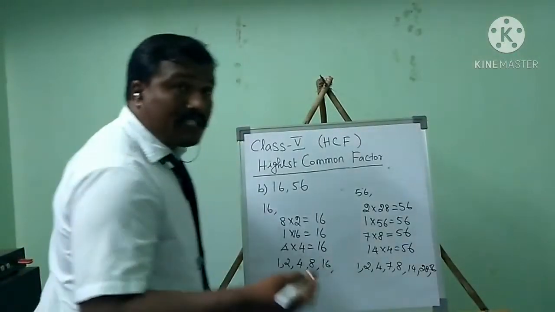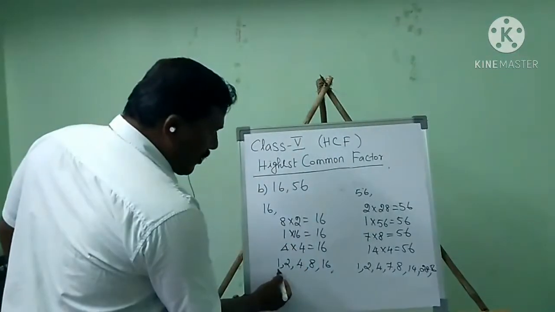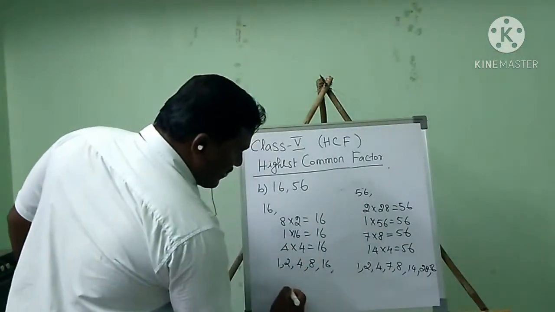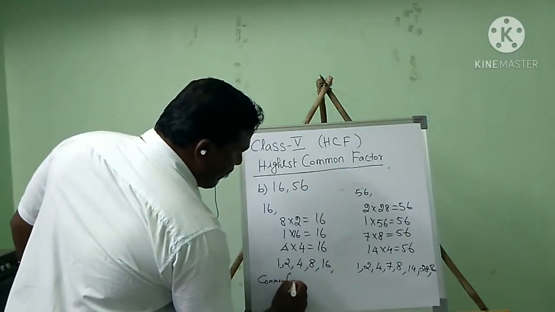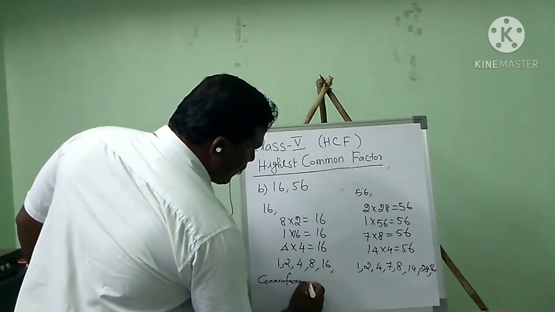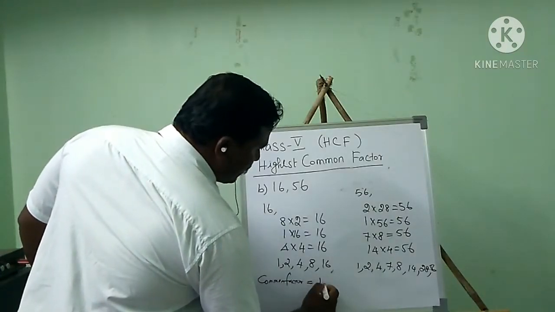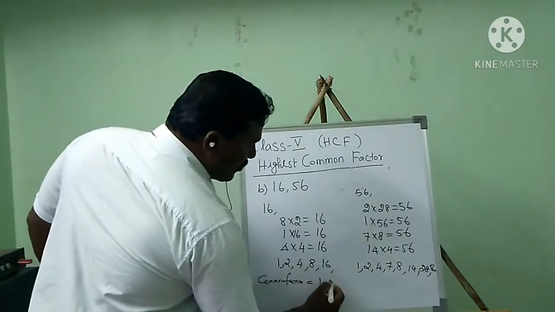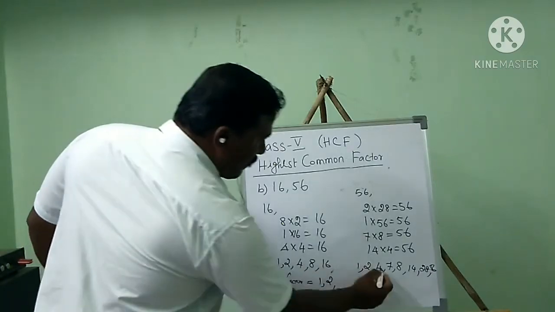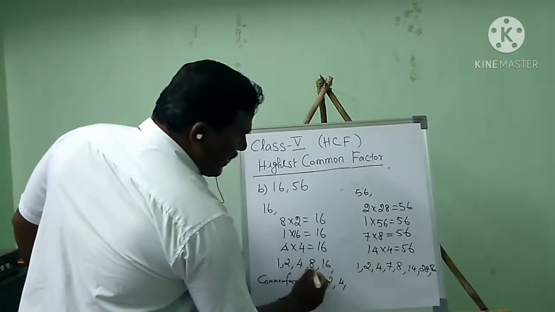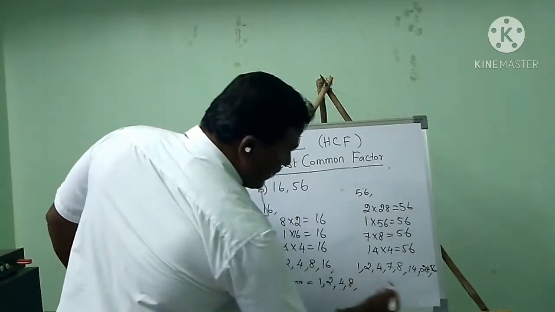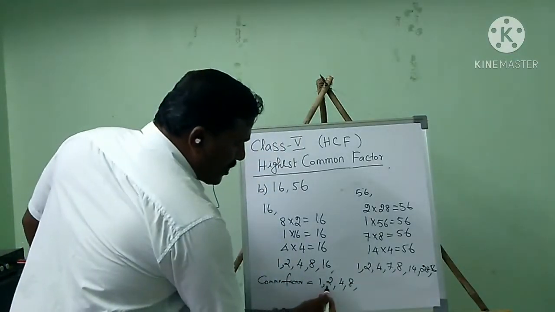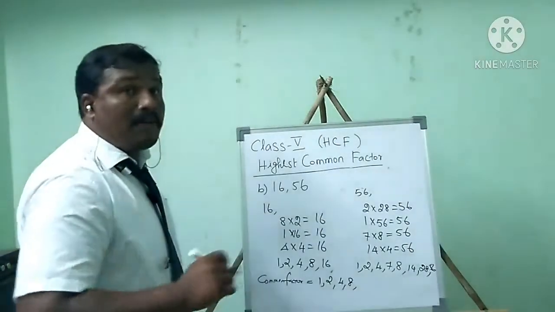Now let me find the common factors. So here 1 is there, here also 1 is there. So common factor 1. Here 2, here 2. 2. 4, 4. 8, 8. 16, there is no 16 in the factors of 56. So 1, 2, 4, 8 are the common factors.